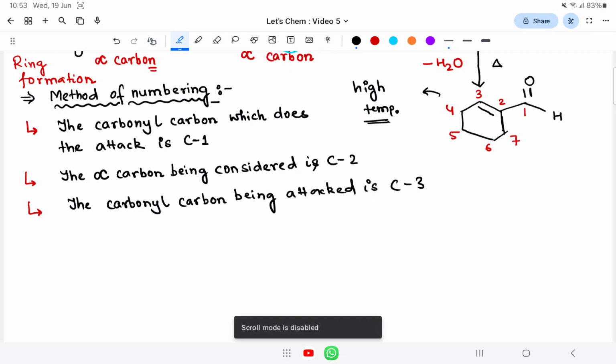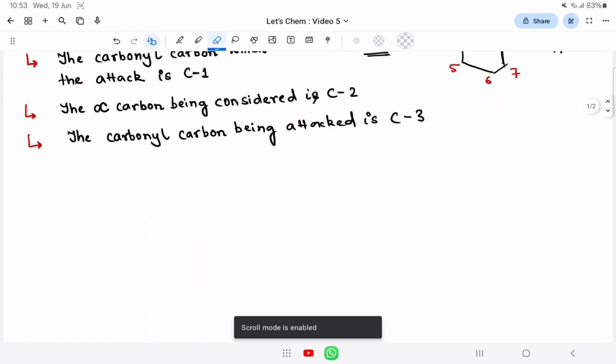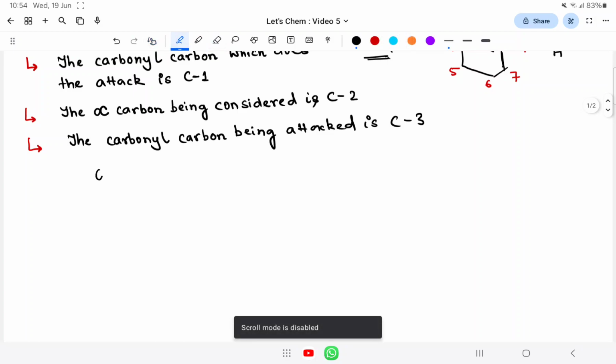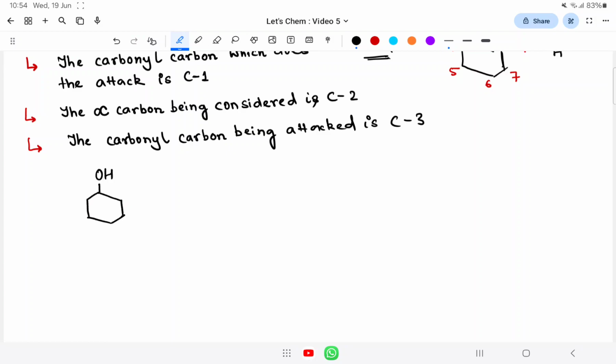Okay, so let me draw the final product again that we have got, not the condensed one, actually the low temperature one. Mostly we'll be making the low temperature product unless it is mentioned high temperature or heat. So if I draw that product here once again, I will draw a 6 membered ring, and then I'll draw something like this, and here will be H, and then I'll start numbering it 1 2 3 4 5 6 7.